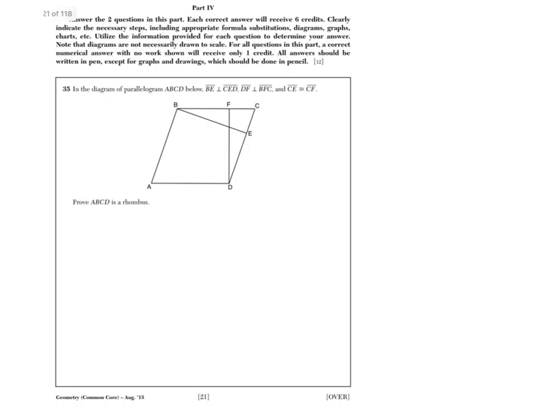For all questions in this part, a correct numerical answer with no work shown will receive only 1 credit. All answers should be written in pen except for graphs and drawings, which should be done in pencil. This is for a total of 12 points.